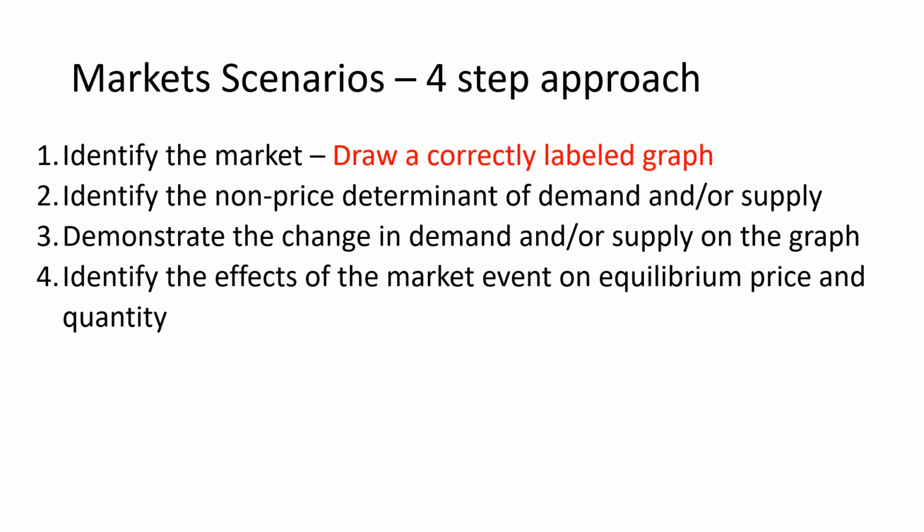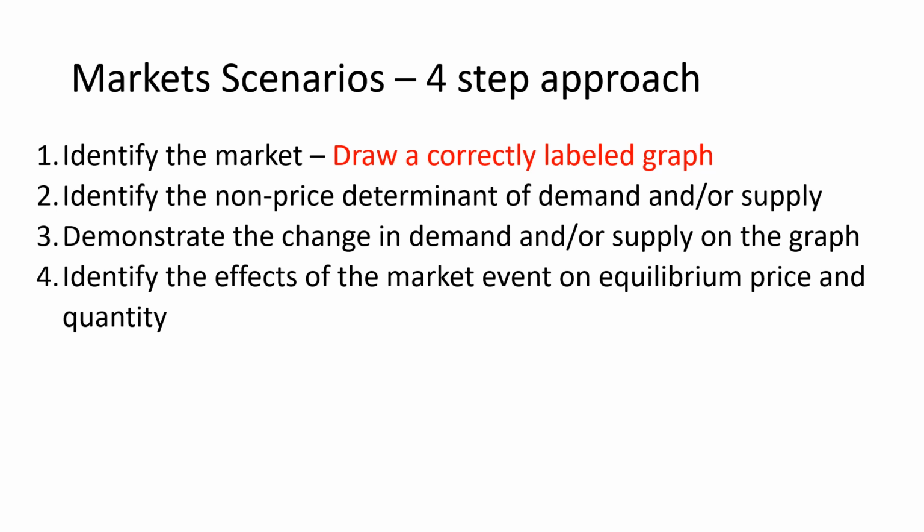Number one, identify the market, and by all means, gentlemen, draw a graph. And look, in red it says a correctly labeled graph. On the AP exam, you actually get 1 point towards your score just by drawing the graph correctly and labeling it. Label the vertical axis as price, label the horizontal axis as quantity, label the downward sloping curve as demand, the upward sloping curve as supply. Identify equilibrium, price, and quantity to start. Every time you analyze a market scenario, it begins with the same number one approach.